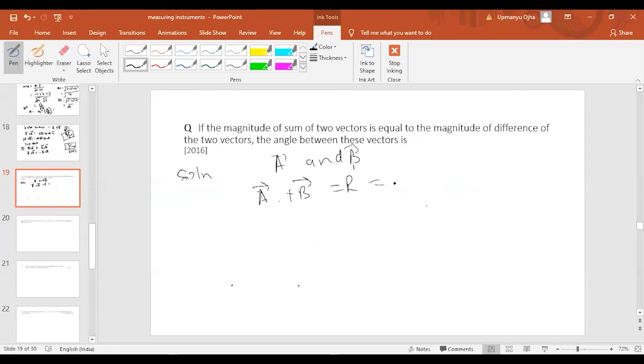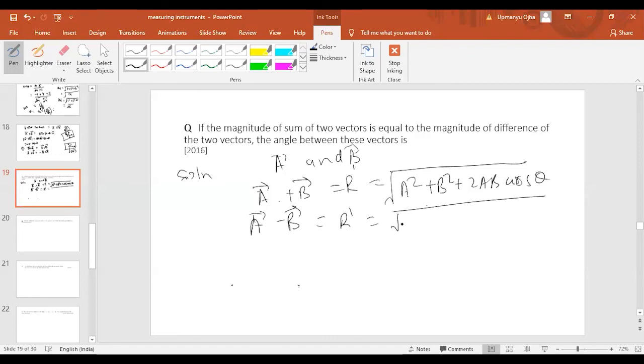What is the magnitude of the A plus B vector? In the previous slide we have already done it. The resultant of the two vectors will be equal to root of A square plus B square plus 2AB cos theta. Correct. Now the second part is A vector minus B vector. Let us suppose the resultant is R dash. That is equal to root of A square plus B square minus 2AB cos theta.